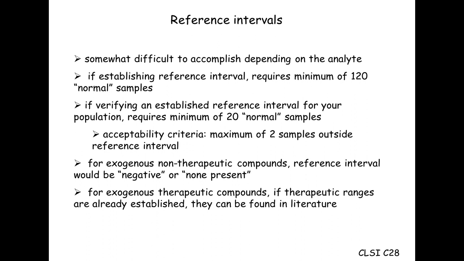with that reference interval. And one thing to remember is that if you have gender-specific or age-specific reference intervals, then you have to verify each one. So you would need 20 samples for each population. If you're looking at exogenous non-therapeutic compounds, then the reference interval would be negative or none present. And then for exogenous therapeutic compounds, if therapeutic ranges are already established, then they can be found in the literature or potentially in the package insert of the drug. Another option is also, if you can, to communicate with pharmacists in your institution, and they can probably help guide you in the right direction.